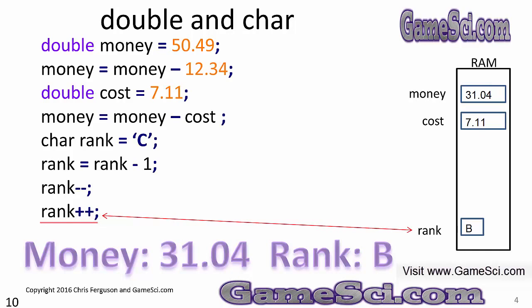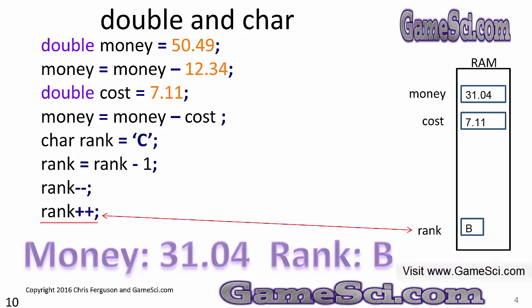If the player's ranking can go up from B to A, it could also go down from A to B. If the player loses strength or loses power, we want the variable rank to go down. So I'll add 1 to rank. The variable A just changed to a B. A plus 1 is defined as B. Does that make sense? Think about it. A plus 1 should advance to the next letter in the alphabet. A plus 1 is B, and that's what the plus plus does.